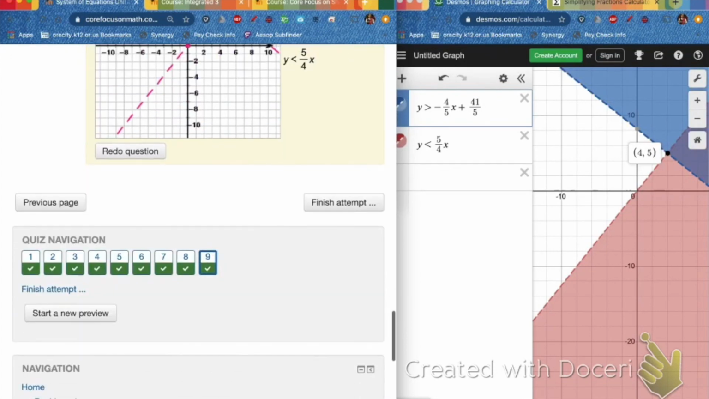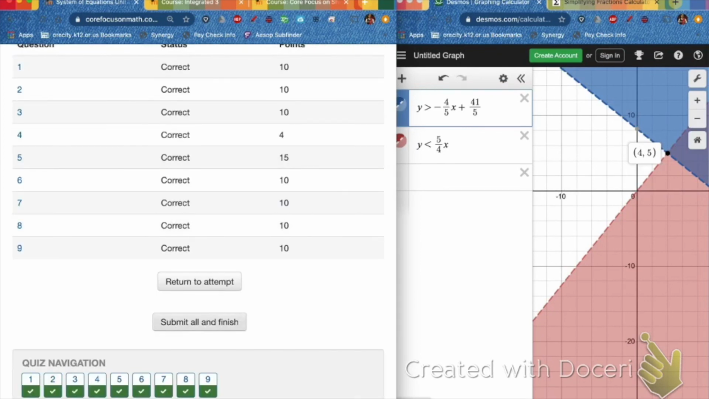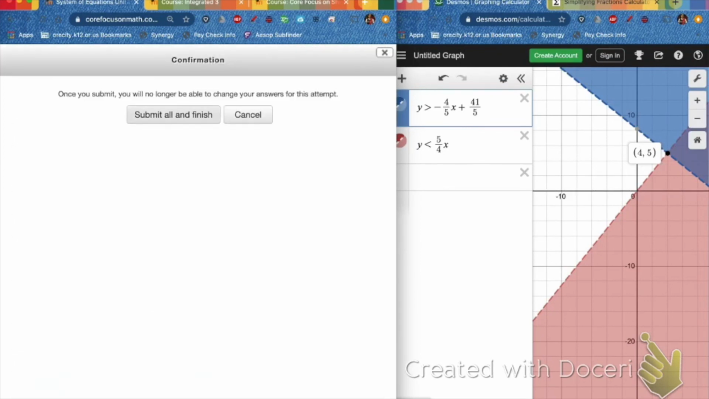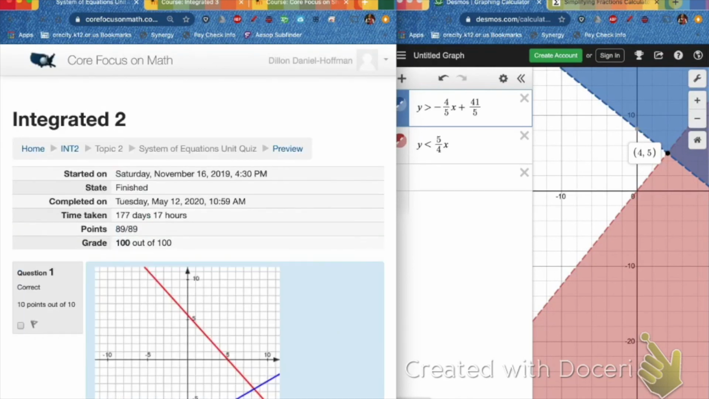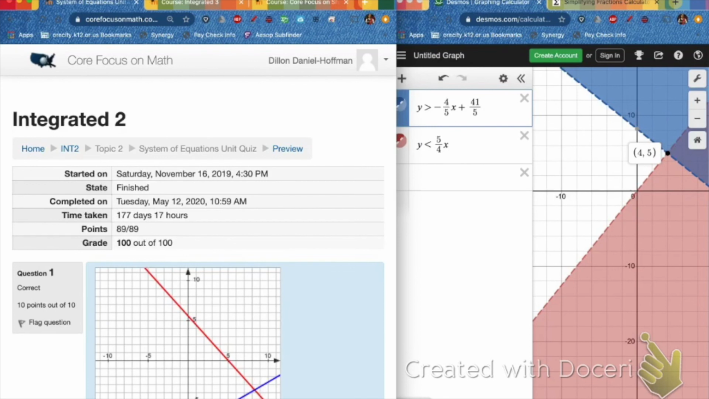There you go. We are done and done and done with our system of equations, including inequalities. It has been an honor and a pleasure to teach this to each of you.